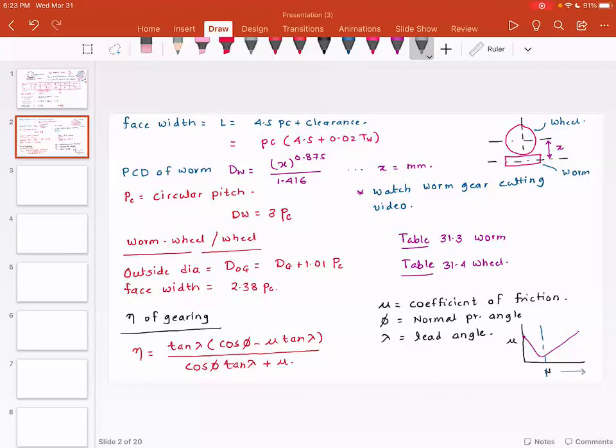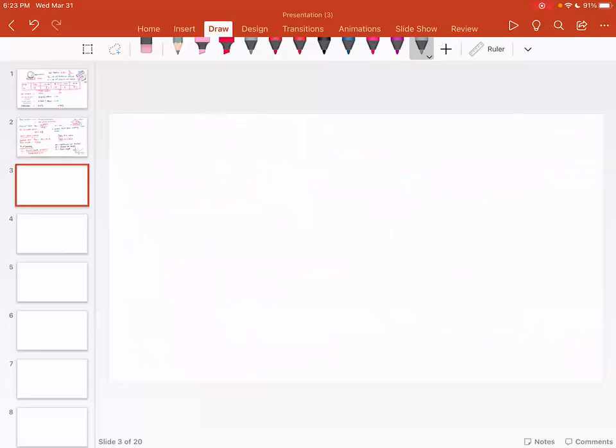There are some guidelines on what values of mu you should take. And again, these guidelines come from thumb rules, experimental analysis, and in certain cases, higher order CFD type of analysis in tribology. So I will just give you some ideas. Typically, the value of mu is considered 0.015 when the speed VR, which is called the rubbing speed, pi dW NW divided by cosine lambda, is about 100 to 165 meter per minute.